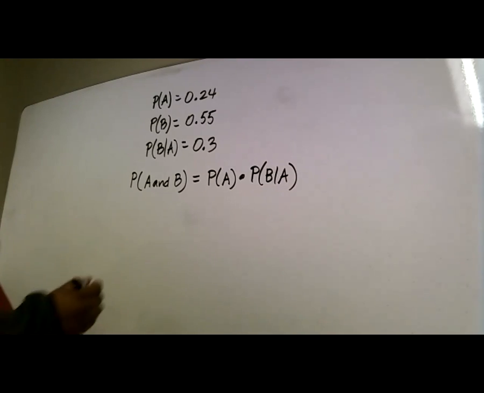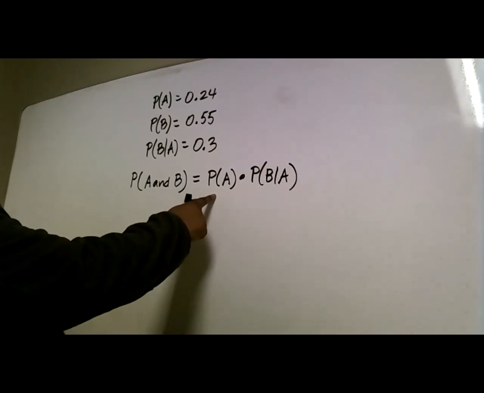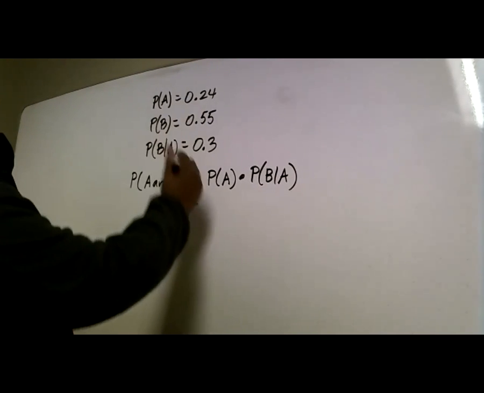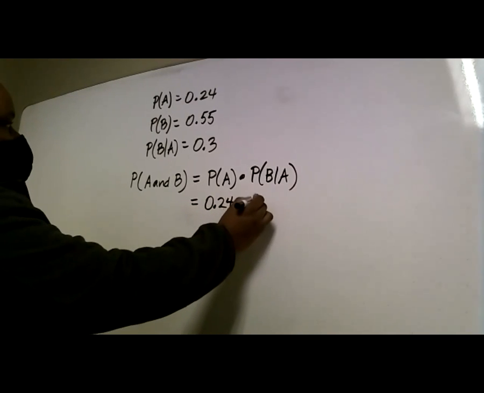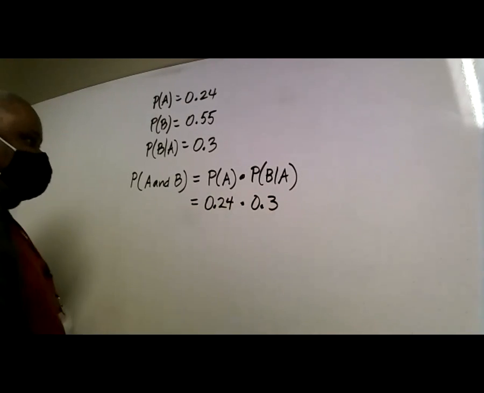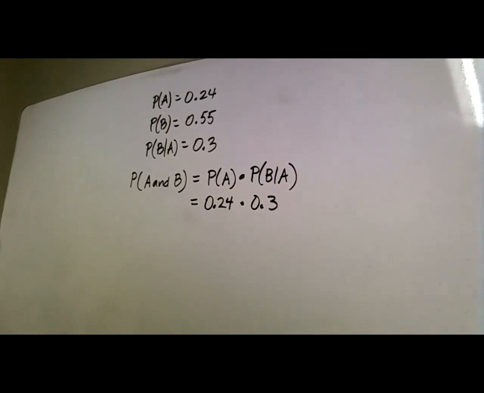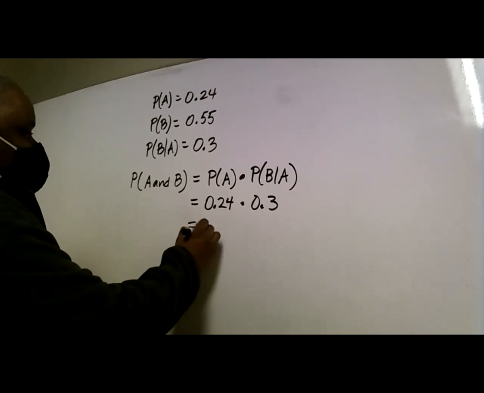So now we just substitute what the probability of event A is, and 0.3, because we were already given the probability of B given A has occurred. So we just multiply those two. 0.072. It'd be 0.072.